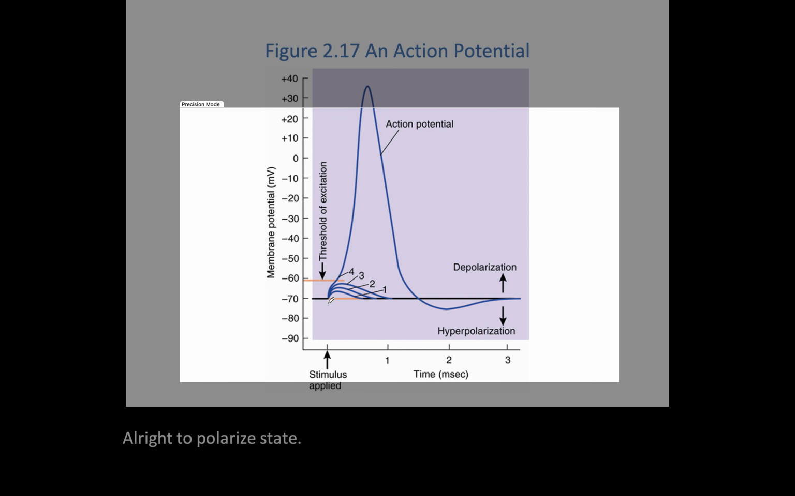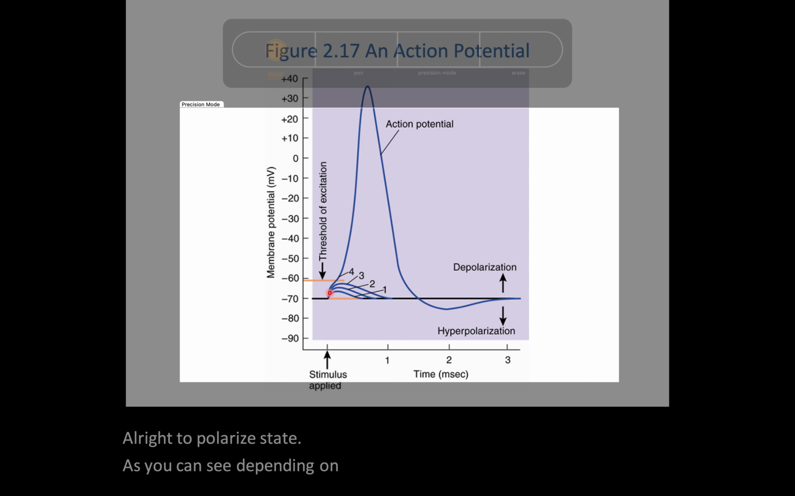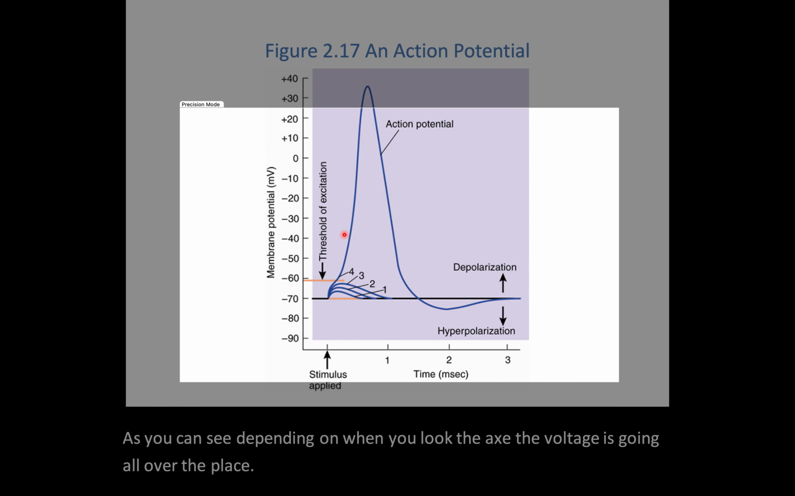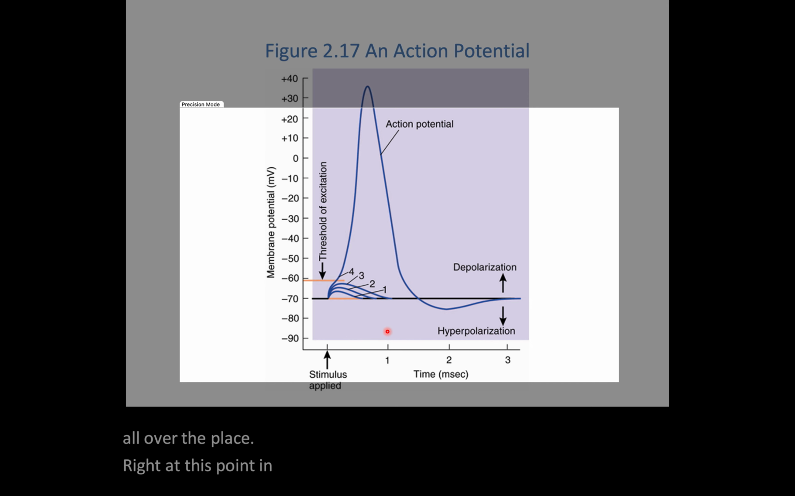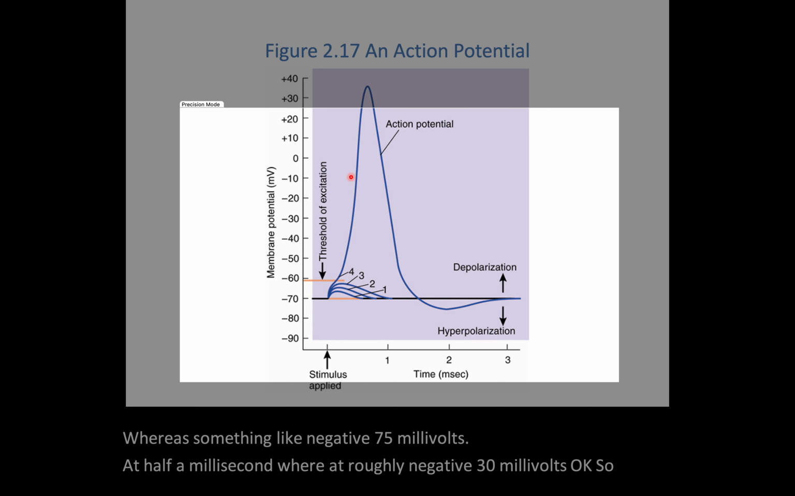As you can see, depending on when you look, the voltage is going all over the place, right? At this point in time, let's make it more clear. At 1 millisecond in time, we are roughly at positive 30, positive 40 millivolts. At 2 milliseconds, we're at something like negative 75 millivolts. At half a millisecond, we're at roughly negative 30 millivolts. So as you can see, we're going up and down.